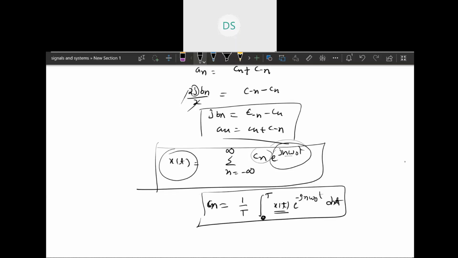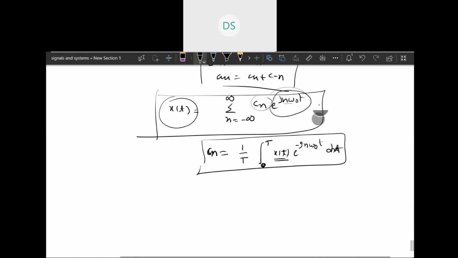So like this you have to find out the Cn. You can also find it after finding the trigonometric Fourier series, if you got the an and bn values, but this is easier and simplified. From this you can directly find the exponential Fourier series components using this formula, where Cn is equal to 1 upon t integral over t x of t e power minus jn omega naught t dt.